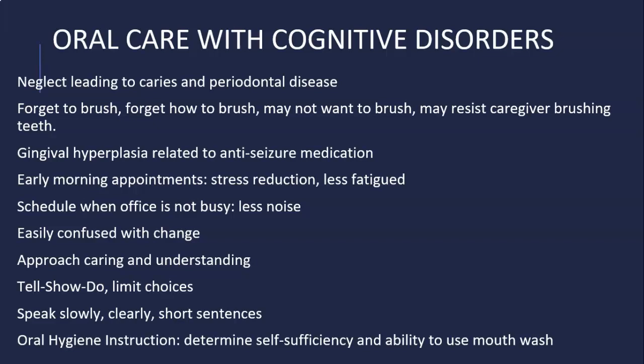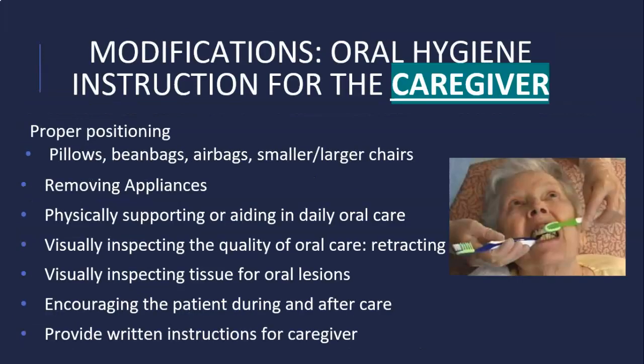Do things like tell, show, do, and limit their choices so we don't overwhelm them. Give a really good thorough brushing and maybe some help with the interproximal brush. Speak slowly and clearly in short sentences, and determine their ability to actually perform oral hygiene, or to do things like rinse and gargle. How they can handle fluid too, and their ability to do those various kinds of practices.